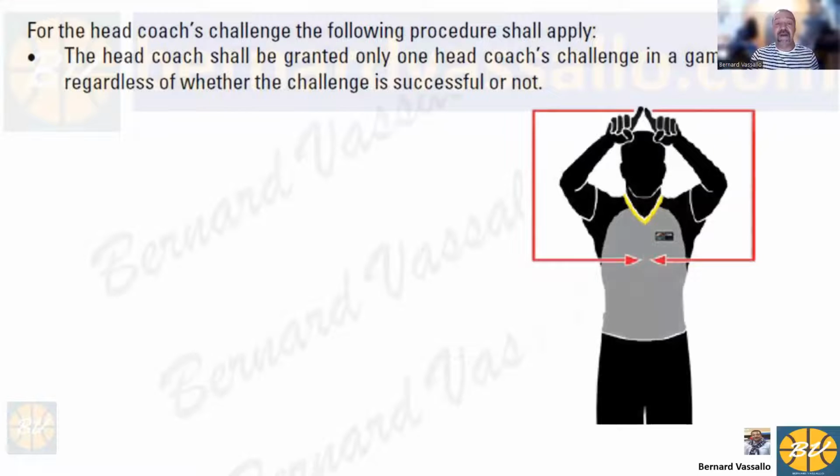If the referee will accept the request for the head coach's challenge, the referee then will signal to the table, making the rectangular screen signal, which shows everybody that the game is going to be stopped in order for a head coach's challenge.